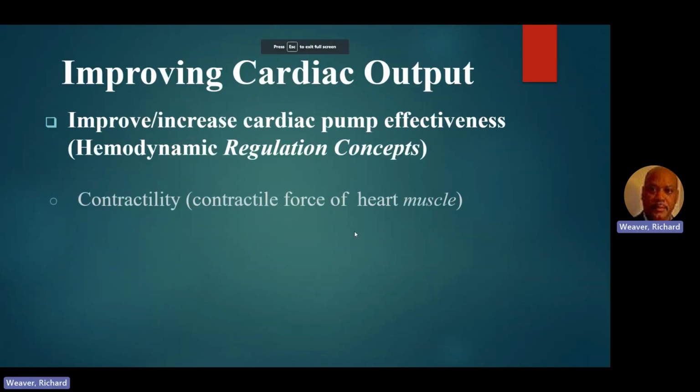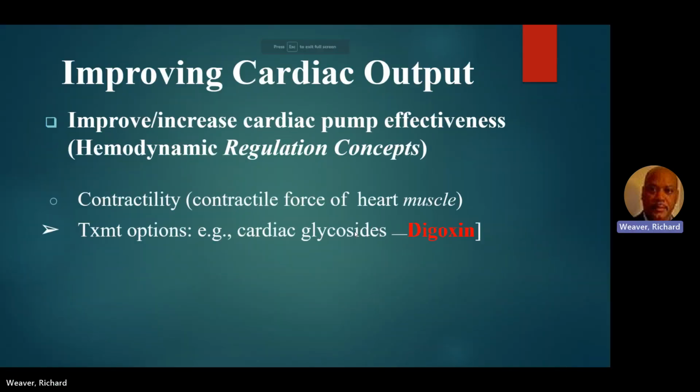So the treatment options will be, for example, cardiac glycosides or digoxin, right? Digoxin works by increasing the contractile force of the heart, thereby improving the cardiac output, right?